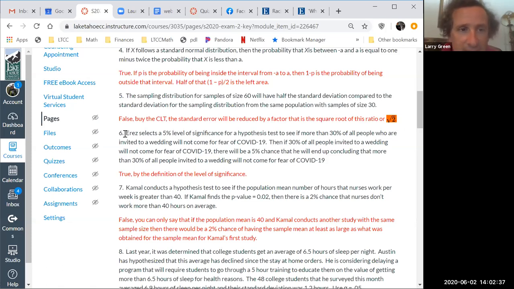Okay, number 6. Jared selects a 5% level of significance for a hypothesis test to see if more than 30% of all people who are invited to a wedding will not come for fear of COVID-19. And if 30% of all people invited to a wedding will not come for fear of COVID-19, there will be a 5% chance that he'll end up concluding that more than 30% of all people invited to a wedding will not come for fear of COVID-19. That's exactly the definition of the level of significance, type 1 error. That's why it's true. Any questions on this?